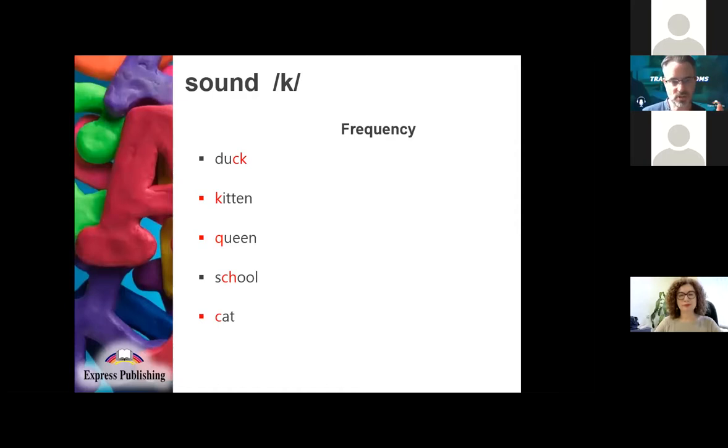From the words on the left, you've got duck, kitten, queen, school, cat. Sorry, I don't understand the question about the hook sound. The ones I had in the book were just examples. It wasn't meant to be an exhaustive list. Again, it's based on the most common sounds produced.